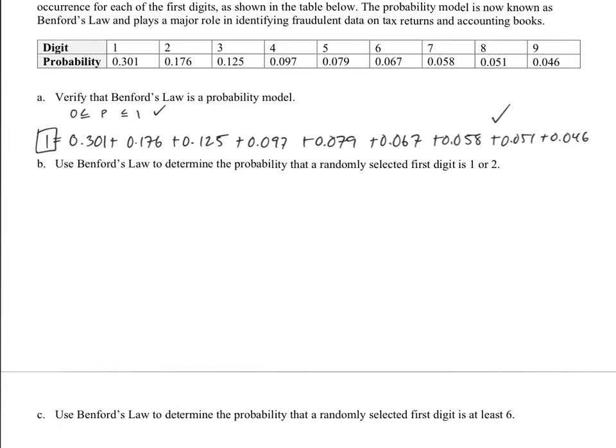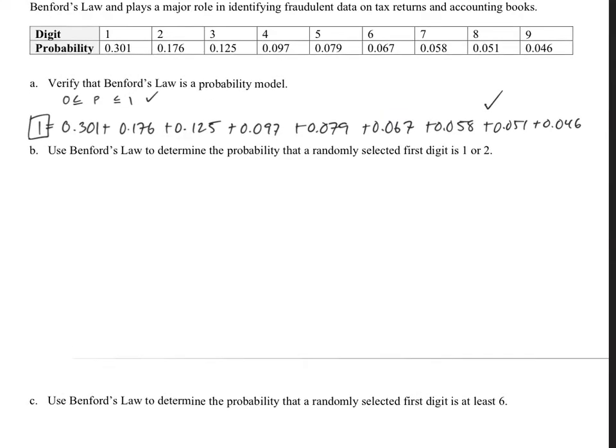Check. Alright, so now we're going to use Benford's law to determine the probability that a randomly selected first digit is 1 or 2. So we want the probability that the first digit is 1, or the first digit is 2. So this is an OR. And let's real quick check, are these disjoint events? Yes, they are disjoint events. Each one would be different.